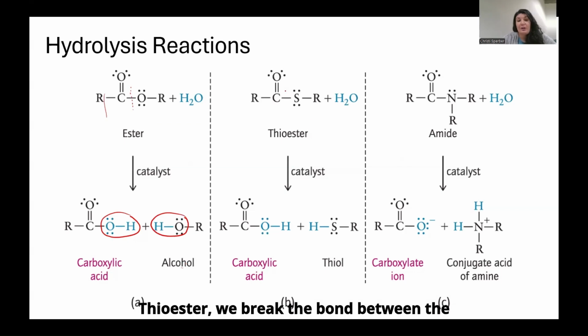Thioester, we break the bond between the carbonyl carbon and the sulfur, and we create a carboxylic acid and a thiol. For an amide, we break the bond between the carbonyl carbon and the nitrogen, but it goes one step further and we make a carboxylate ion and the conjugate acid of the amine.